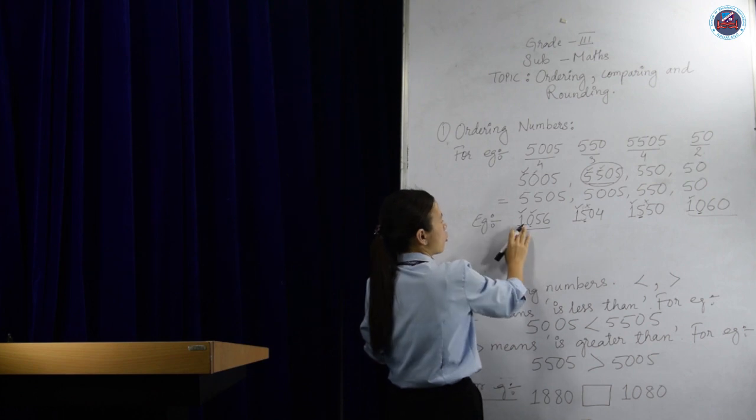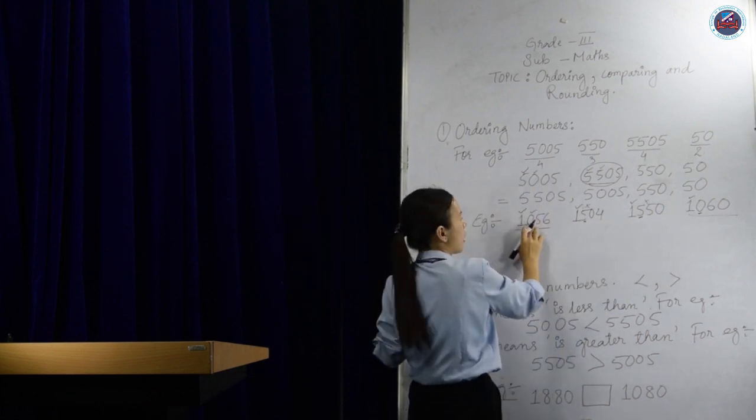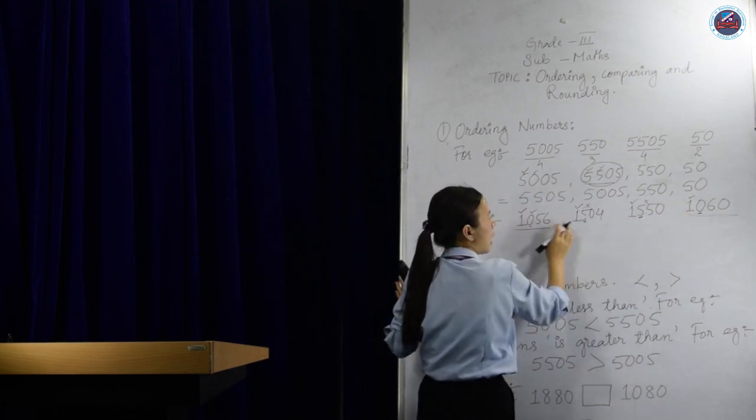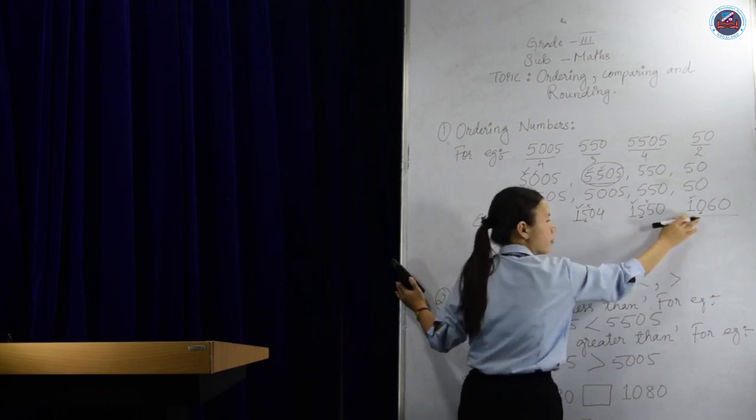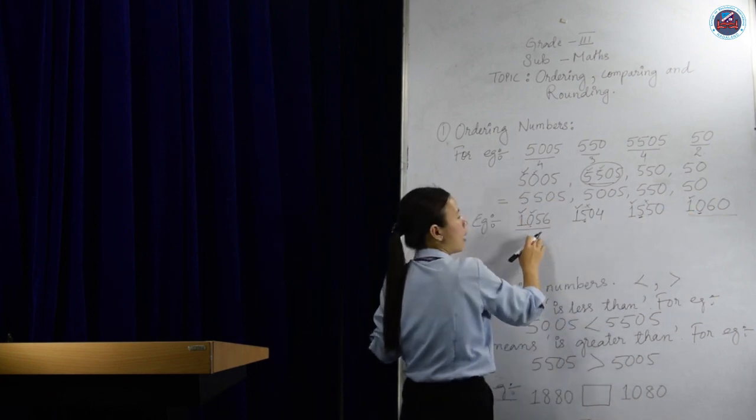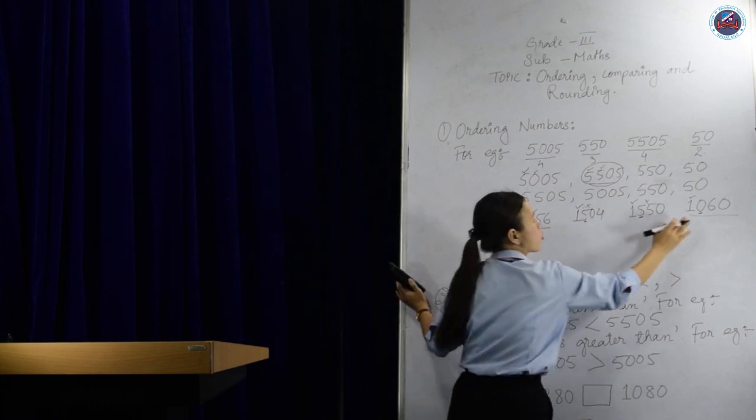Done? So that means these two numbers have the same place value in the second place, that is, the hundreds place. And this digit is 5, 5. That is, these two numbers are bigger than this other number. Since they have the same digits, and we know that these two numbers are smaller than this number, we would compare these two numbers.